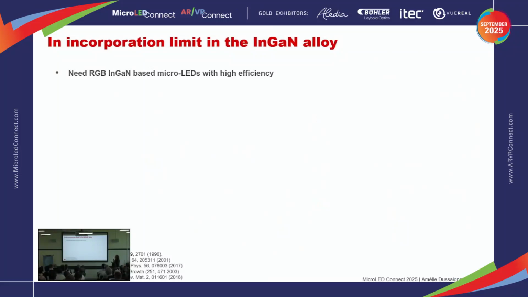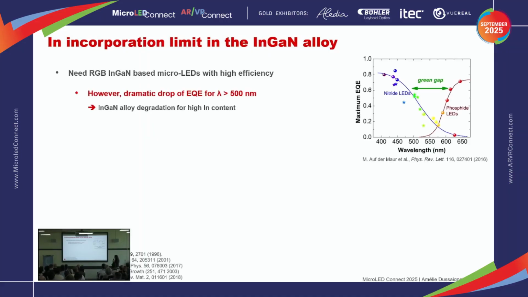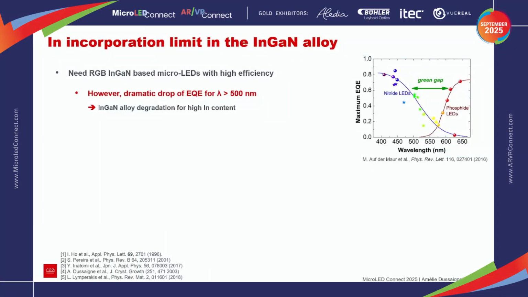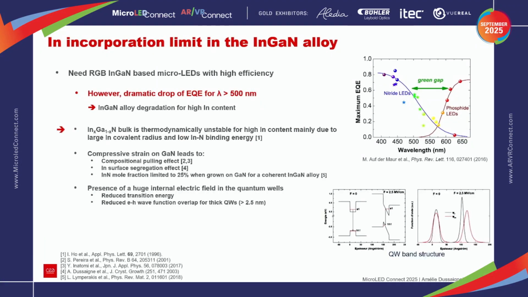So we need efficient red, green, and blue InGaN micro LEDs, but there is a strong drop of the external quantum efficiency when the emission wavelength is higher than 500 nanometers. This is mainly due to the alloy degradation when we increase the indium content. The InGaN bulk is thermodynamically unstable for high indium content, and also, because we are growing InGaN on GaN, due to the high lattice mismatch between the two layers, the InGaN is in compressive strain.